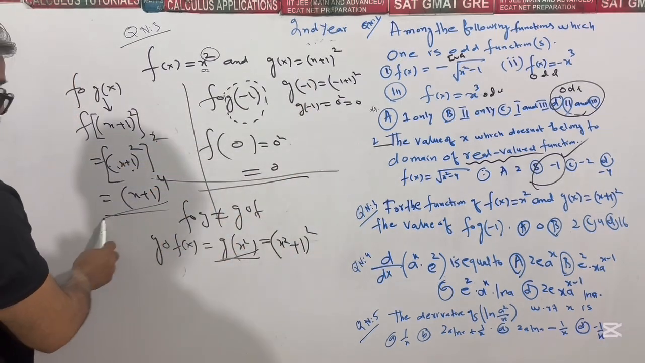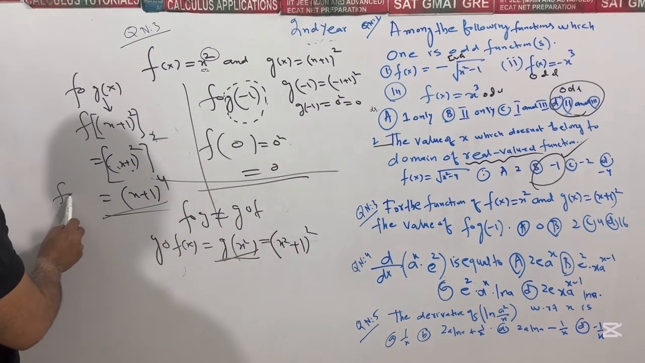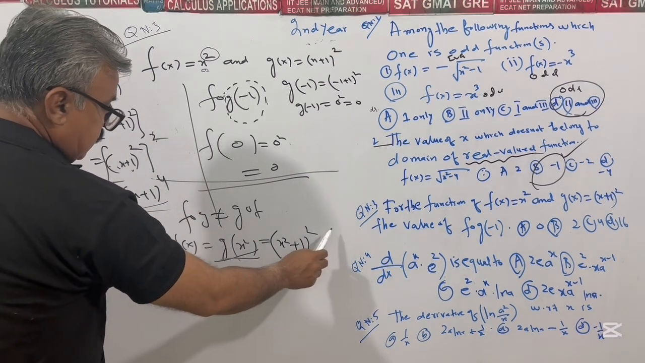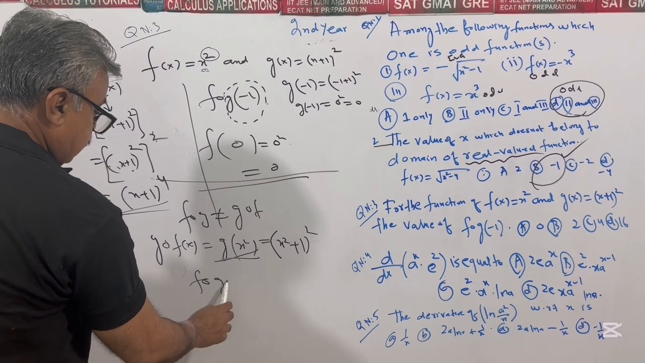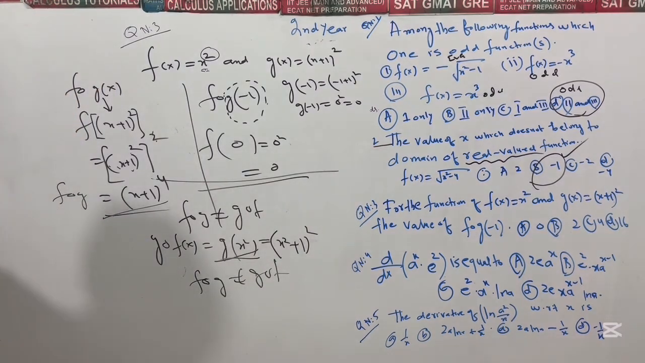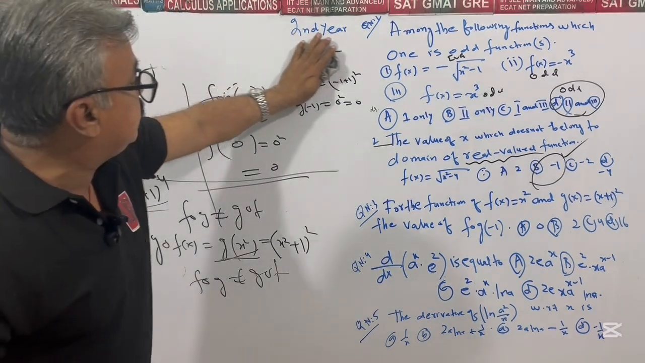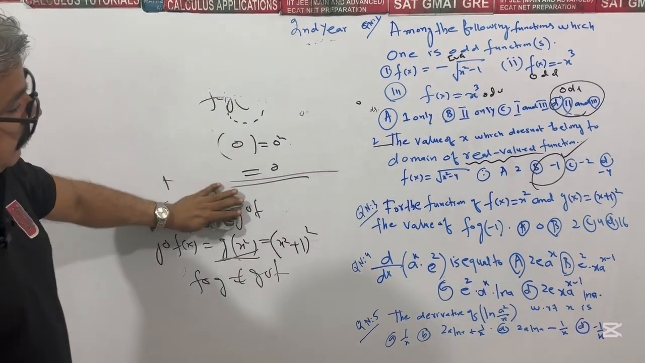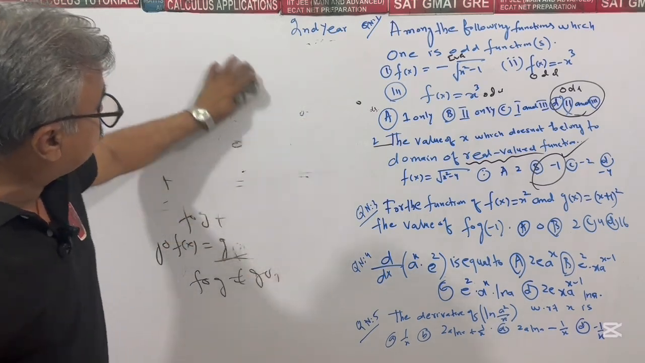So one can easily infer that fog is equal to x plus 1 whole power 4 and gof is equal to x square plus 1 whole square. Means fog does not equal gof. They are not commutative. They do not satisfy the abelian property. Okay. Moving towards the next question.